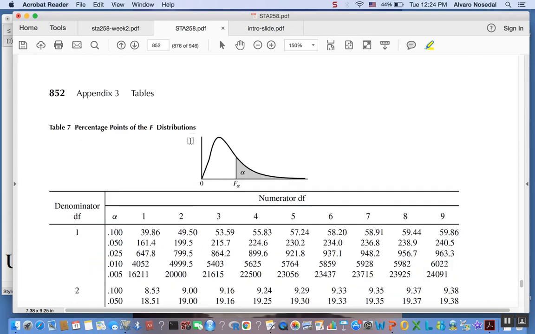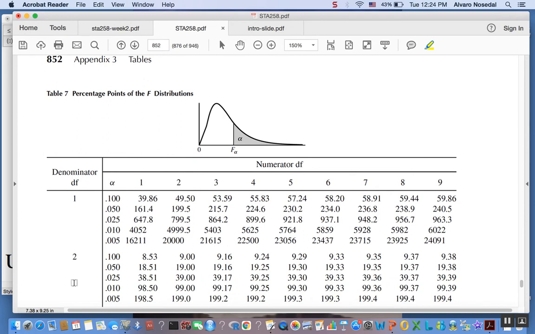First, take a look at that graph. That table from your textbook is going to give you areas to the right. Okay? Now, in this case, we have 30 degrees of freedom in the numerator. So this first row gives you the degrees of freedom for the numerator, and that column gives you the degrees of freedom for the denominator.